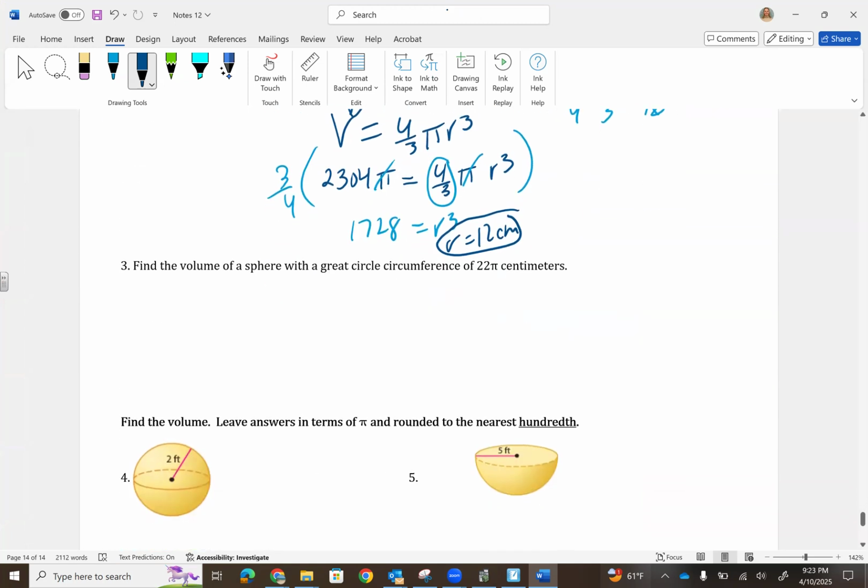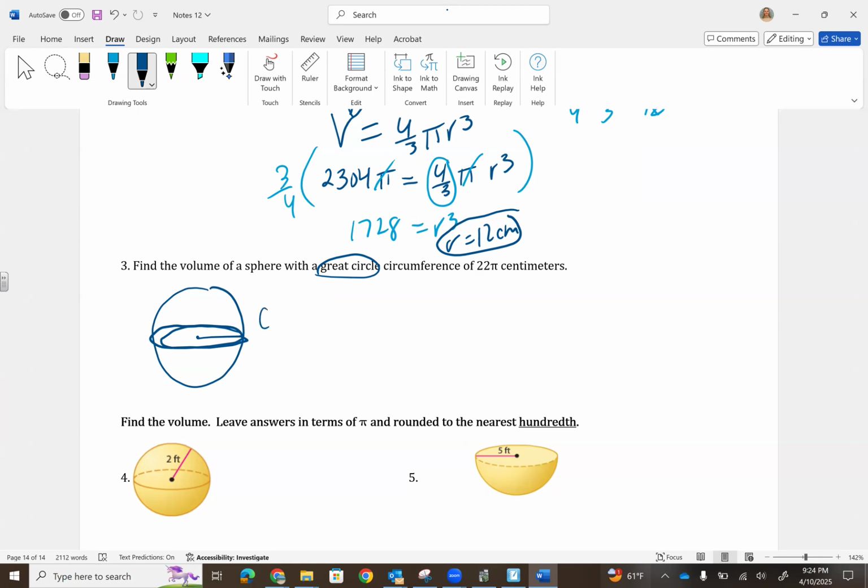Find the volume of a sphere. What's a great circle? The great circle is if you have a sphere and you look at the largest cross section you can cut. It's right through the middle. The circumference of that is 22 pi. The circumference is going to have a radius, and the radius of that will coincide with the radius of the overall sphere, because we're doing the biggest circle, the great circle.